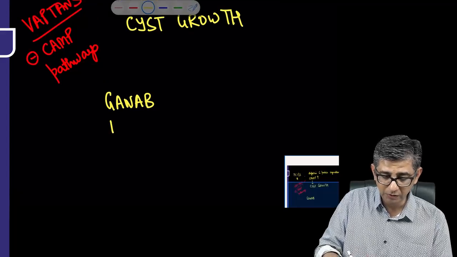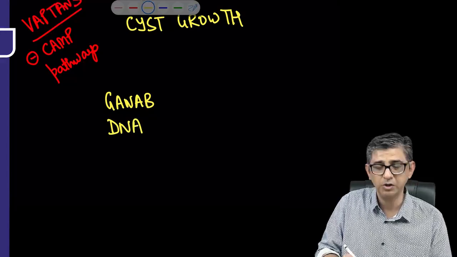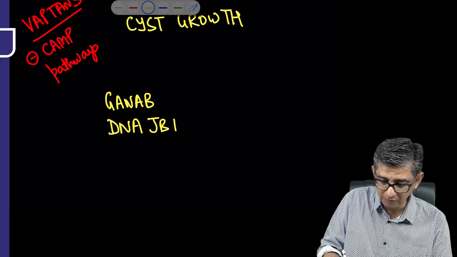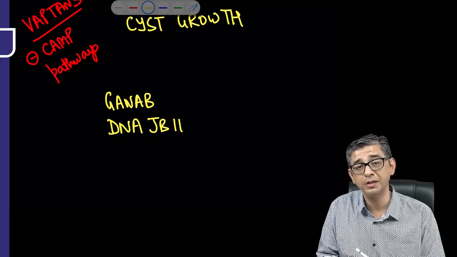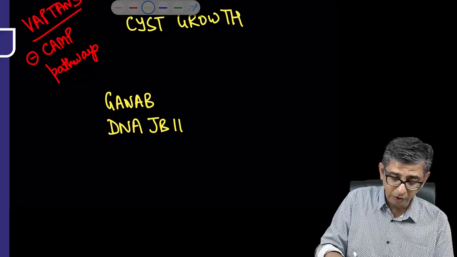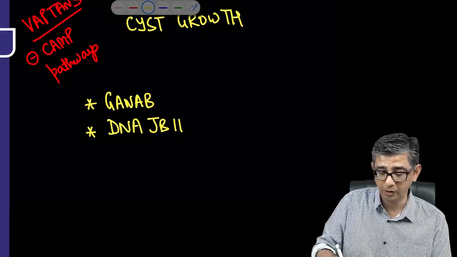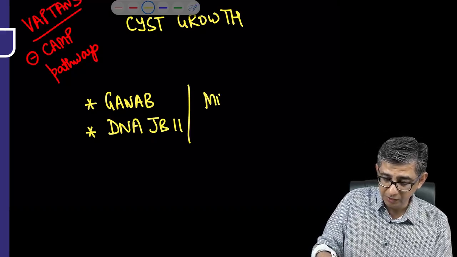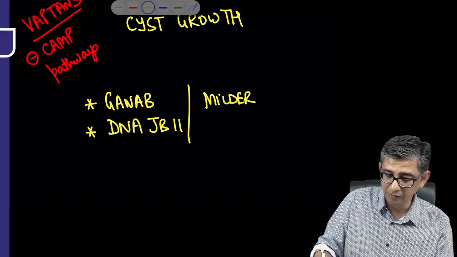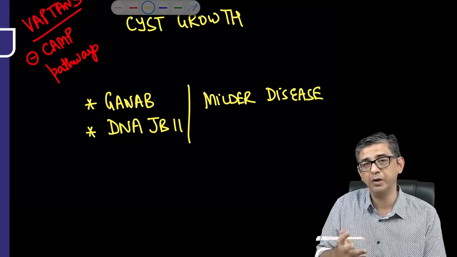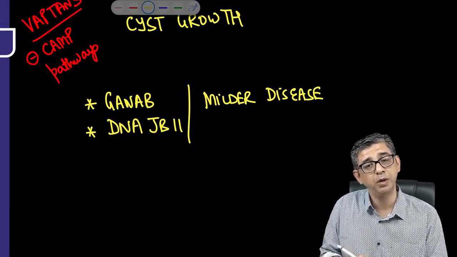One of the important genes related to this topic is GANAB, G-A-N-A-B, and the second one is DNAJB11. The importance of knowing these additional genes is that these two genes, which are newly documented for the autosomal dominant variety of polycystic kidney disease, are both responsible for a clinical profile identical to that of ADPKD with PKD1 and PKD2, but the disease tends to be milder.